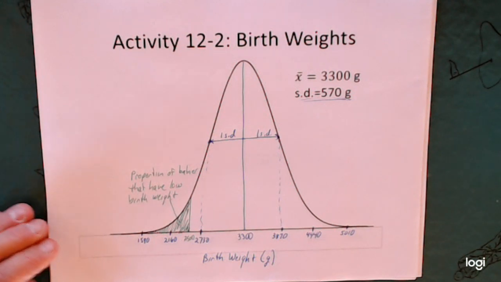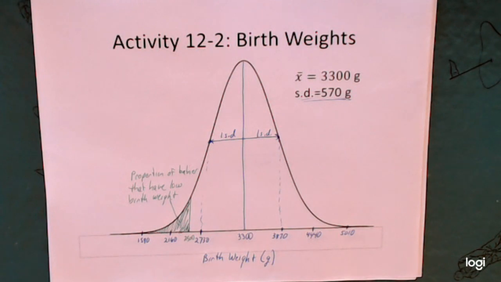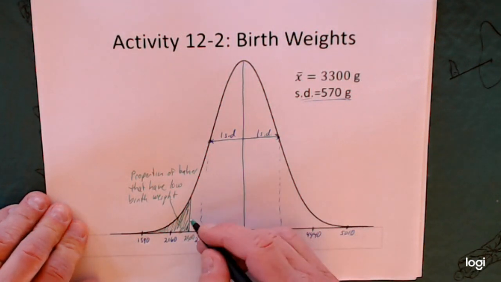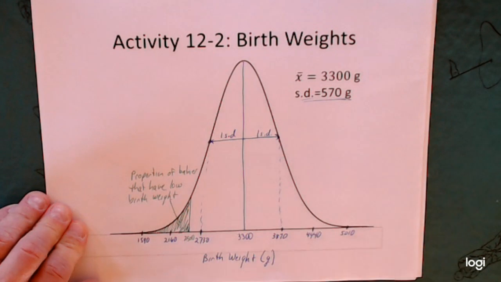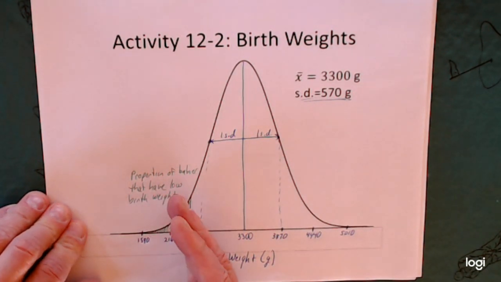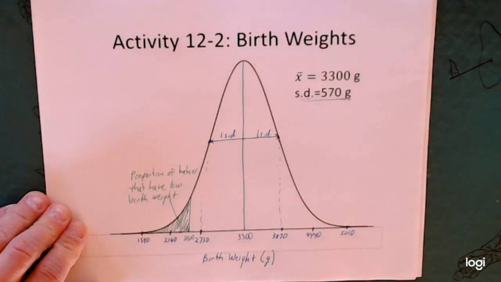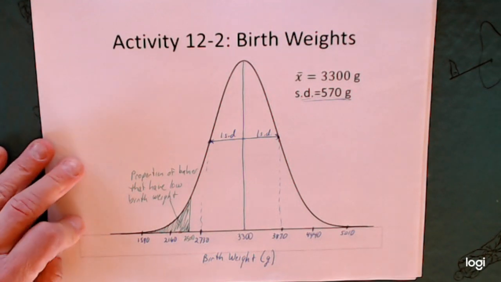Now we can use table 2 or technology to figure out what that proportion is. Let's do it by hand first. Remember how we did that in activity 12-2? We can find the z-score for a weight of 2,500, and then we can use table 2. Remember that table 2 tells us the proportion of observations below a certain z-score. That's exactly what we want here.